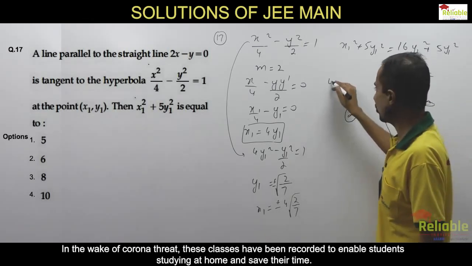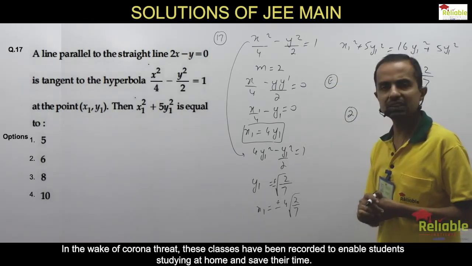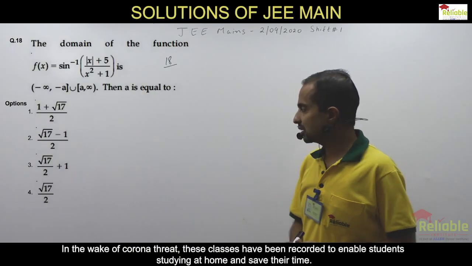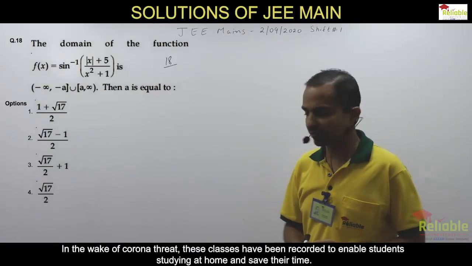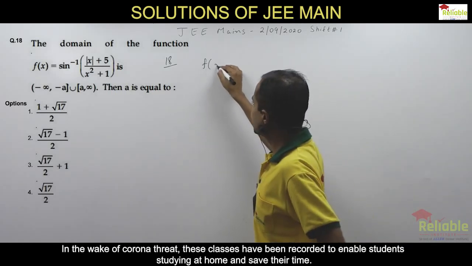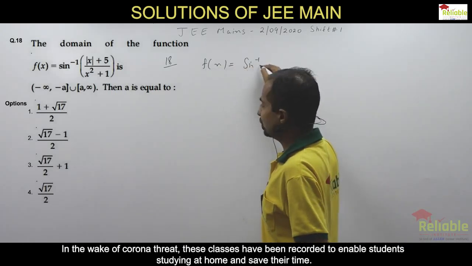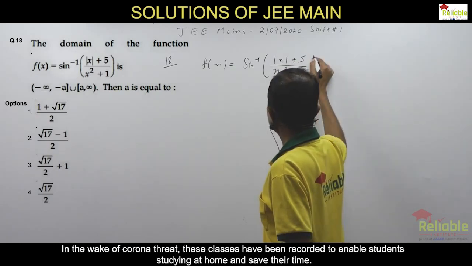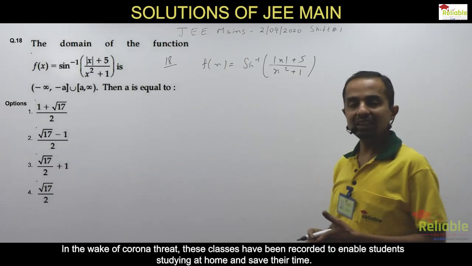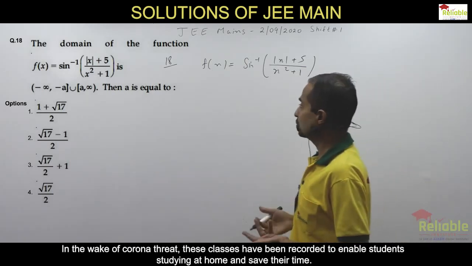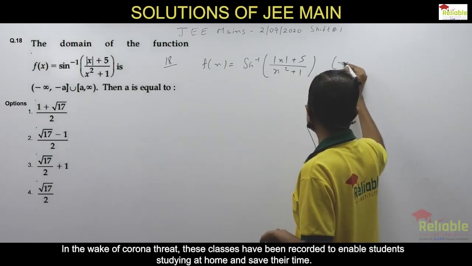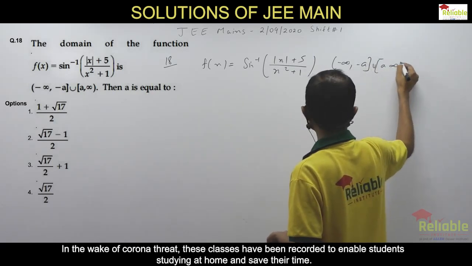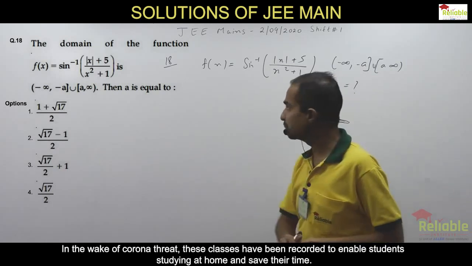Now this is an easy problem, and I believe that the students must have scored in this question. Now this comes from the house of inverse trigonometric functions, and the question, as you can see, is of inverse trigonometric function given to you upon x squared plus 1, and we are being asked the domain. We have to find the domain. Now they have expressed the domain as minus infinity to minus a union a to infinity, and then we have to find what is the value of a.